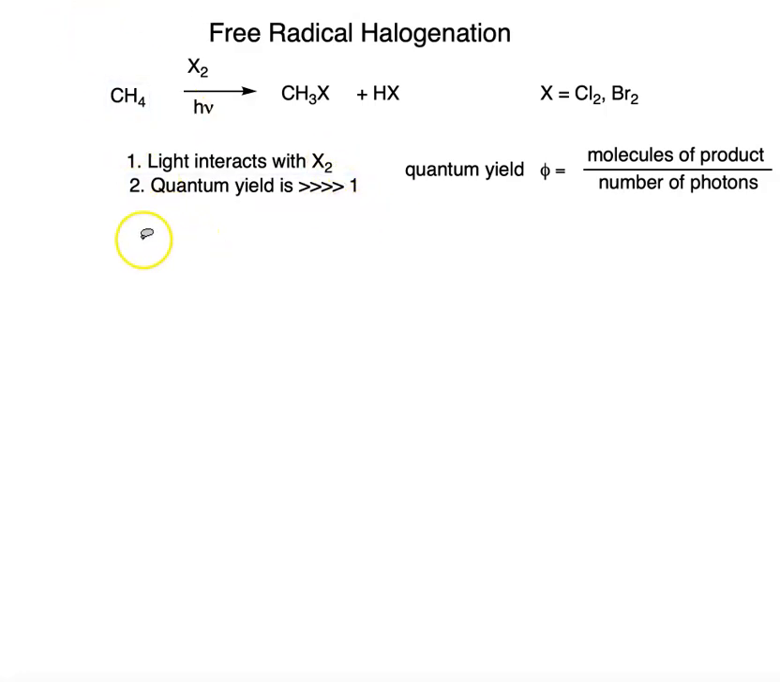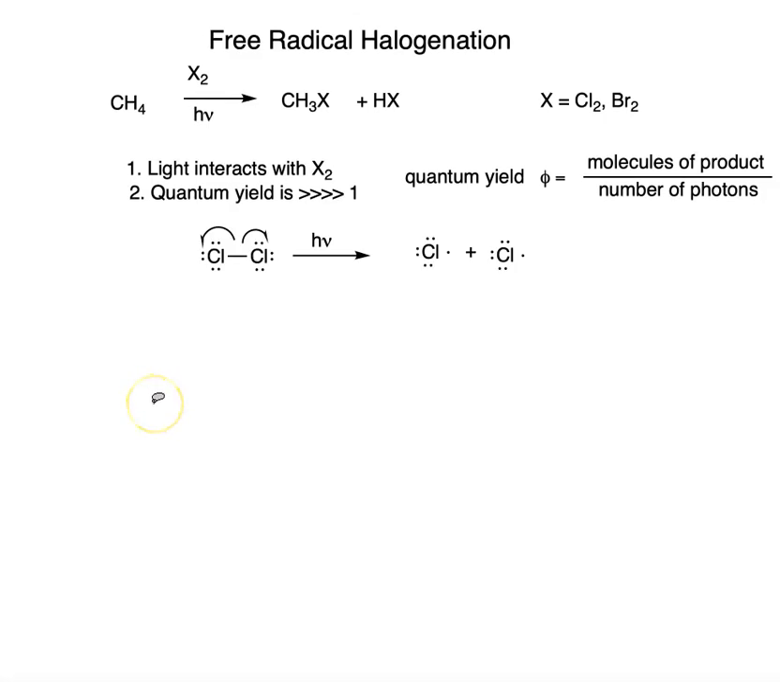So let's look at a mechanism that is consistent with this. And when we say draw a mechanism or show a mechanism, we're talking about using curved arrows to show the movement of all electrons in the reaction. So for this mechanism, the first step is light reacting with my diatomic halogen molecule, giving me two radicals. In this case, if we're using chlorine gas as my halogen, I am going to split the chlorine gas into two chlorine radicals. These single-headed arrows show one electron moving to each chlorine to give me the chlorine radical.